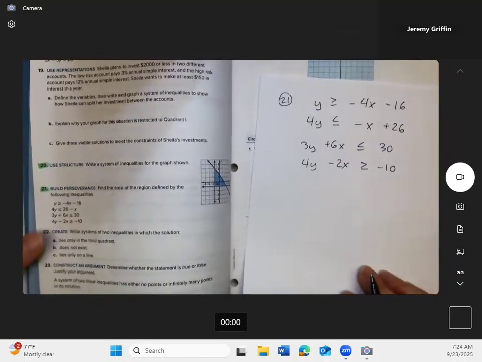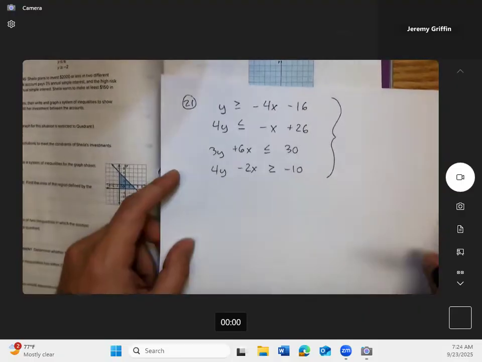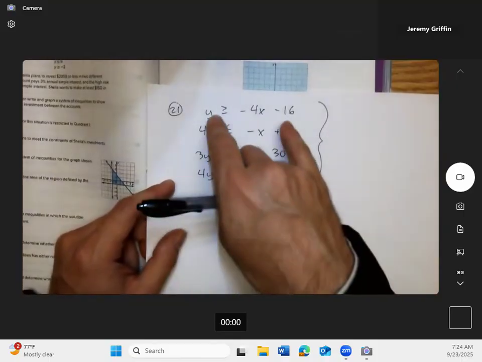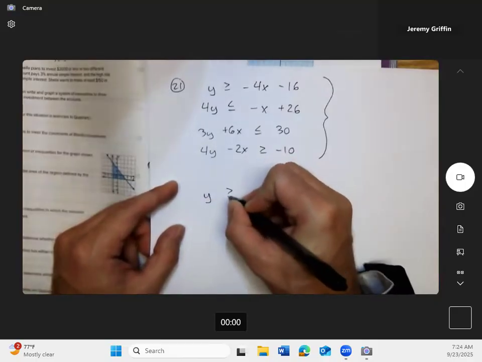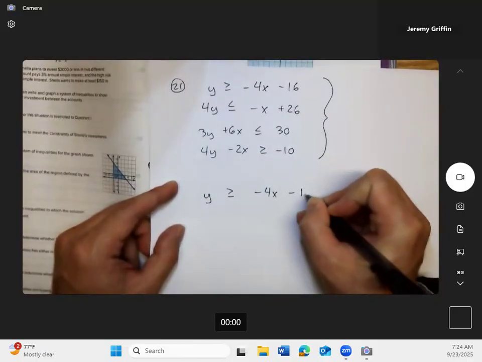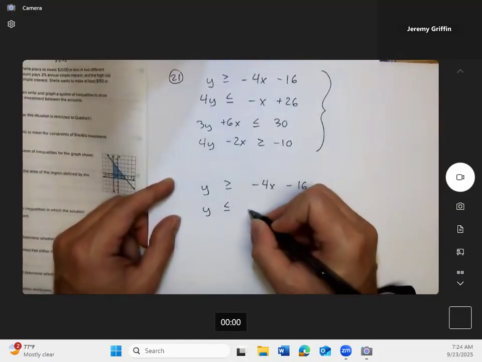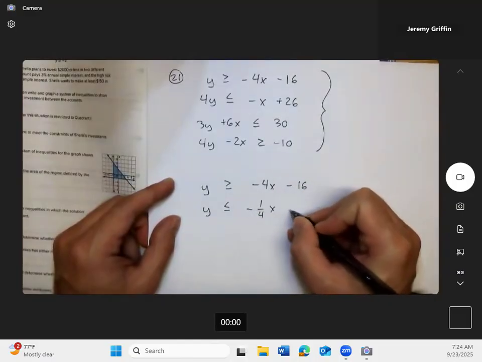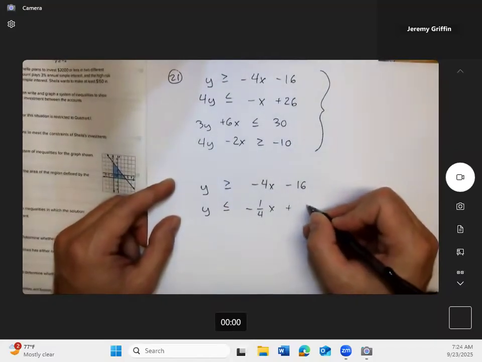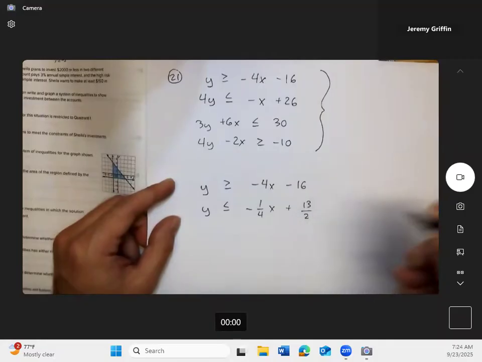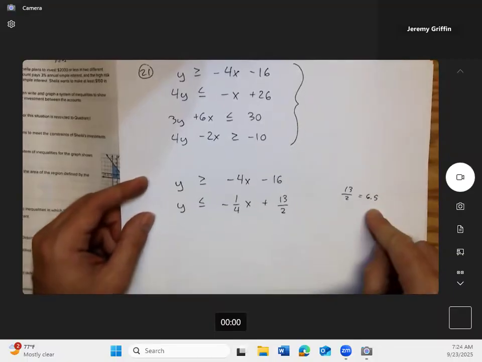Okay, so that's pretty much copied from the book. So there's my system. Now these look like all standard form, except for the top one. Actually, I'll put this all in slope intercept, and the top one's already ready to go. So that's just y is greater than or equal to -4x minus 16. I'll just keep that. This one, if I divide both sides by 4, I'm getting y is less than or equal to -1/4 x plus, 26 divided by 2 is 13, divided by 2 is 13 over 2, or 6.5 if you like. 13 over 2 equals 6.5.